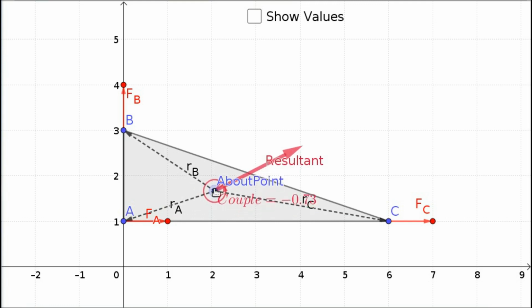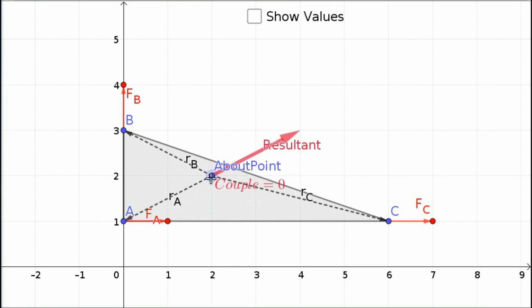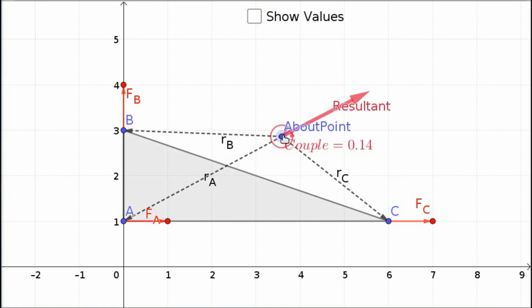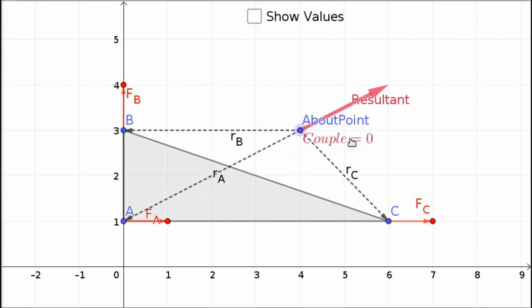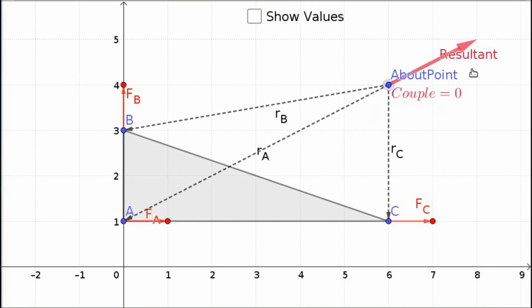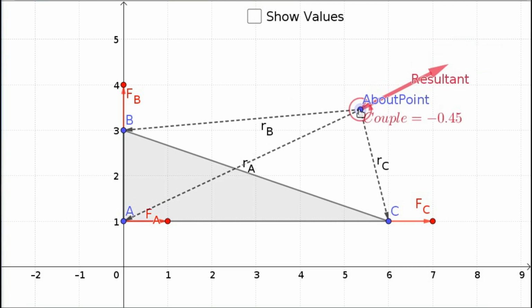Now, you'll notice there is a point on here where this couple is 0. So I found a point due to these applied forces where the couple is 0. And if I move along the line of action of the resultant, we see that the couple remains to be 0. So all along this line of action of the resultant, the couple stays the same.